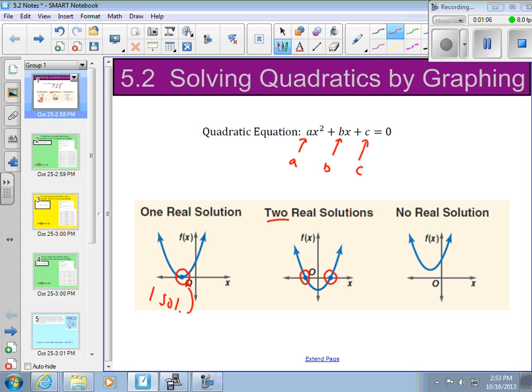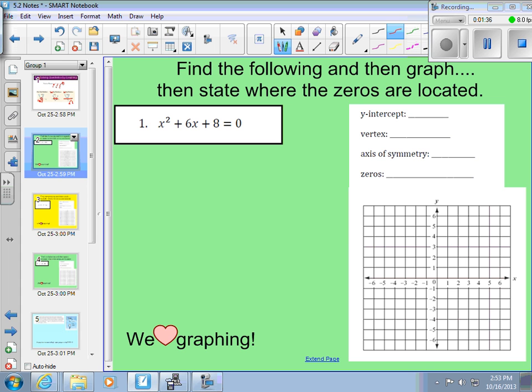The last situation that could happen would be that the parabola's vertex is above the line and it's opening up and doesn't hit, or that the parabola's opening down and it's below the x-axis and also doesn't hit. Because it never hits the x-axis, then we say there is no real solutions. Okay, so when you put it equal to 0 and graph it, that's what you can get. So we're going to look at that today and look at some of those types of problems where we're going to be doing some graphing.